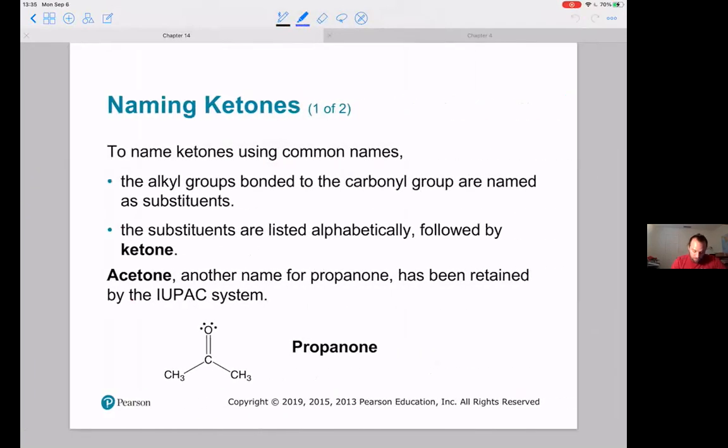Okay, for ketones, we add the -one suffix. So this would be propanone. Okay. Acetone is probably the most commonly used common name in all of organic chemistry that supersedes the IUPAC. Acetone is the common name for propanone. That is a really good one to know.